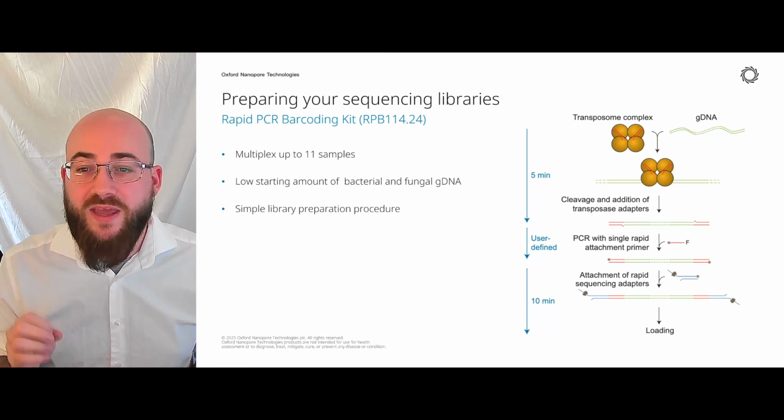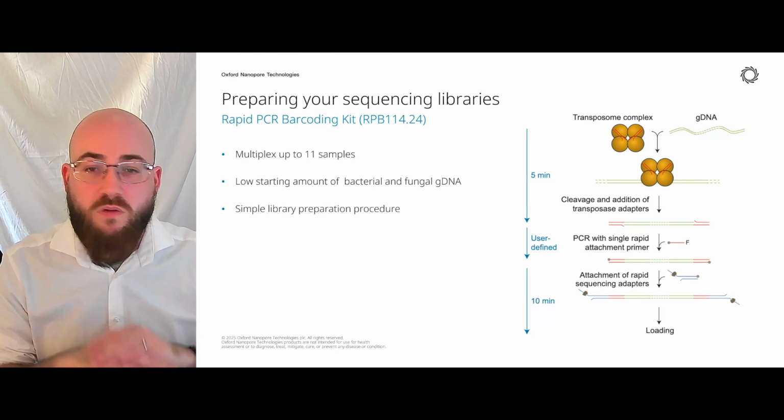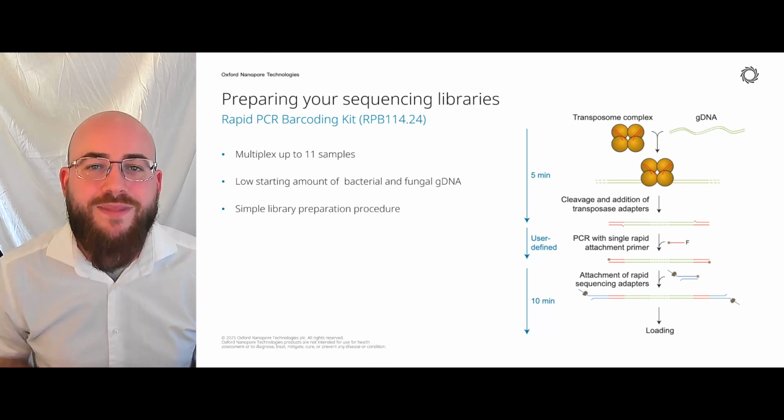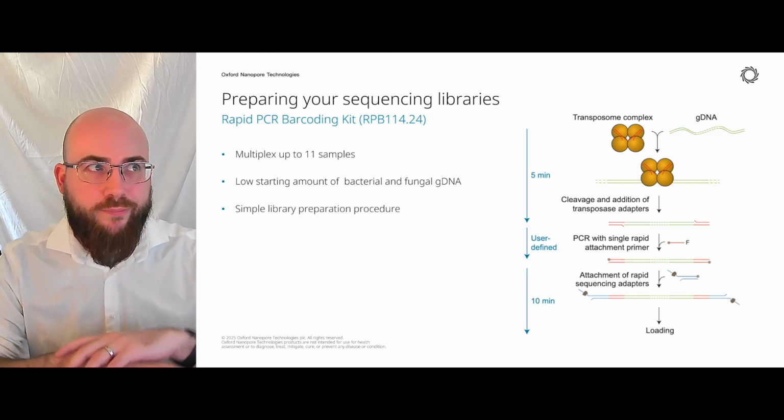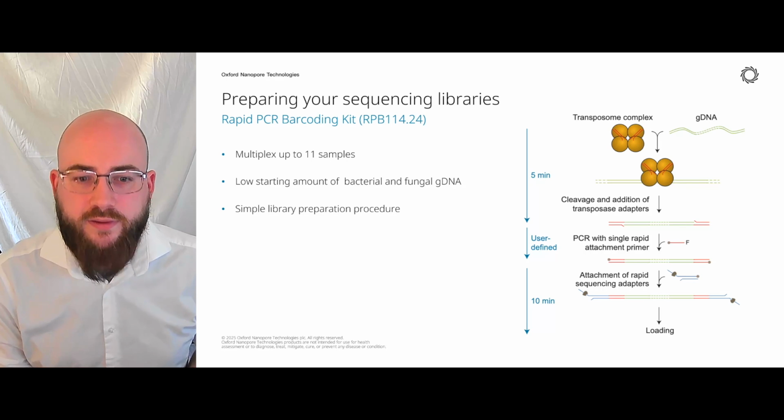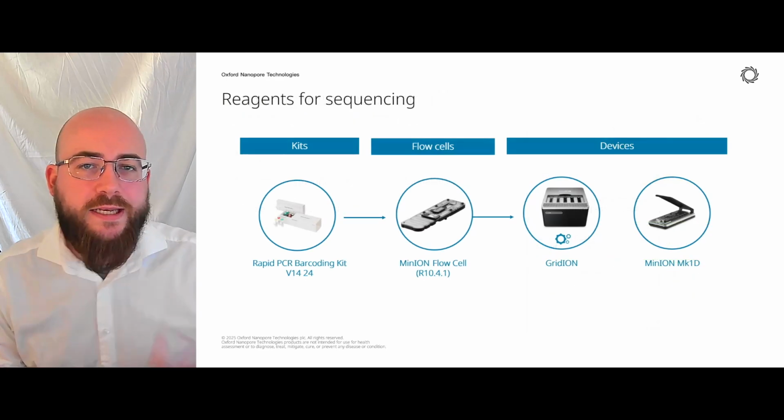And I really do recommend putting at least one negative control or no template control, a blank, something in there. When we're doing a metagenomics approach like this, it's really important to see what the background in the sequencing result looks like, okay?